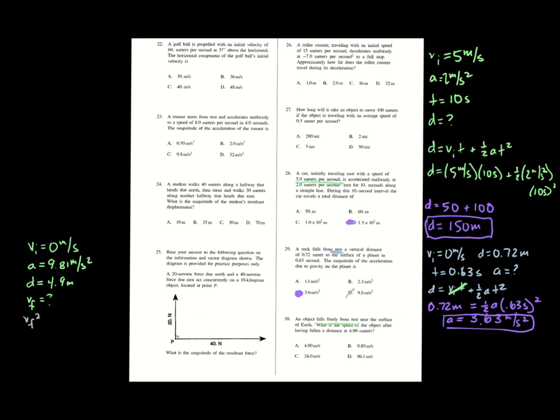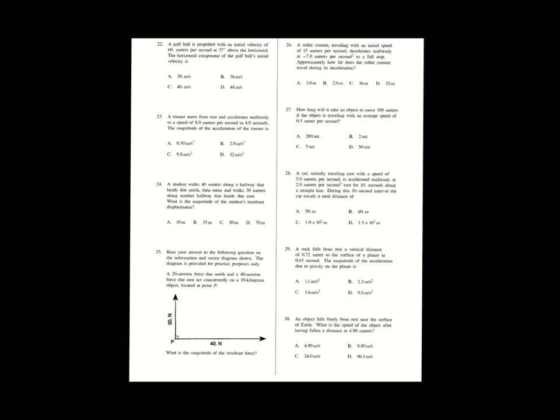We're going to use this equation. We're solving for VF. And then VF is equal to 9.8 meters per second. So that's how fast it is after falling 4.9 meters. And that's choice B. And we've reached the end of this practice test.